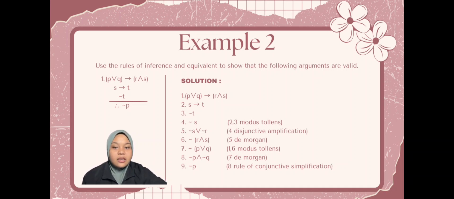Next, we applied modus tollens to premise 1 and 6 to get not P or Q, which we eliminate R and S. Next, we apply De Morgan to the previous premise, which is premise 7, not P or Q, so we can get not P and not Q. And last but not least, we simplified the not P and not Q by using rule of conjunctive simplification, and lastly we got not P. That's all for the first question.